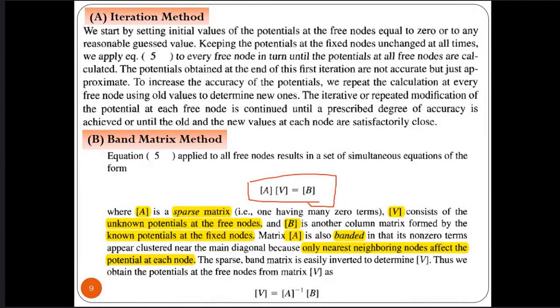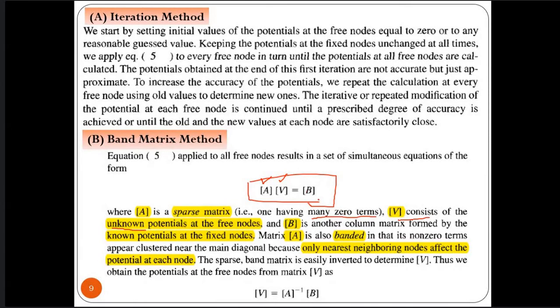Where this particular A, that is called the sparse matrix. It is called a sparse matrix because it consists of a large number of zero elements. And this V consists of the unknown potentials of the different free nodes.